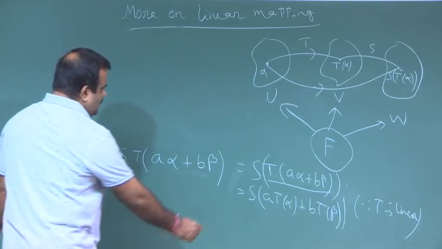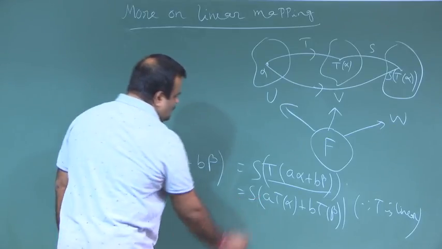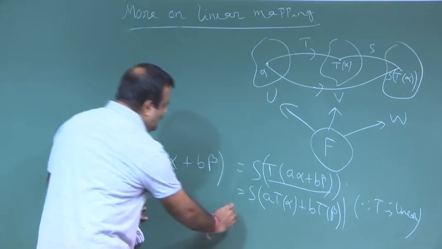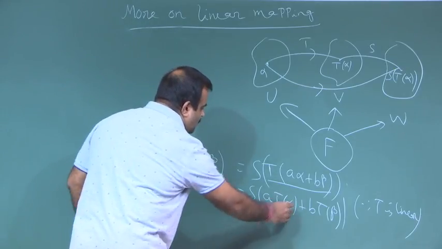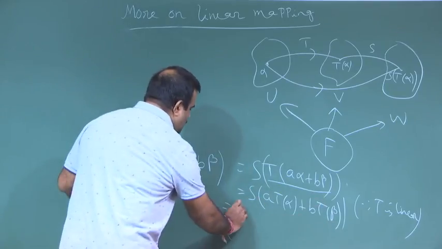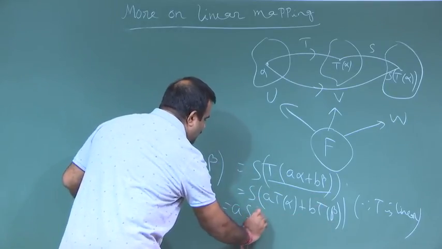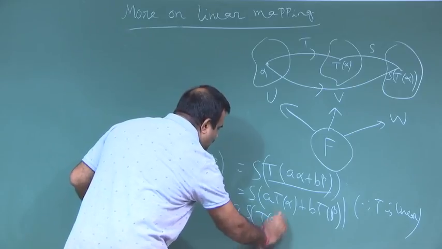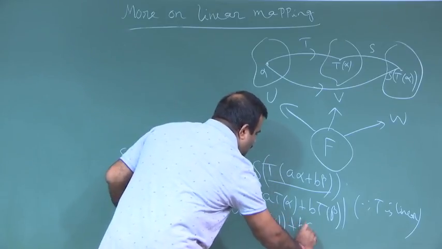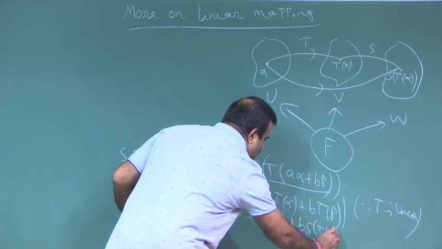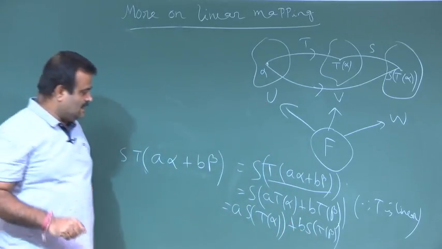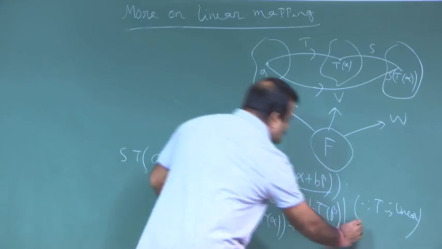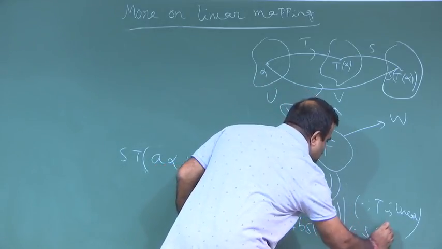So basically we have this. Now, S is also linear. Since S is linear, we can write this as a times S of T alpha plus b times S of T beta, because S is linear.